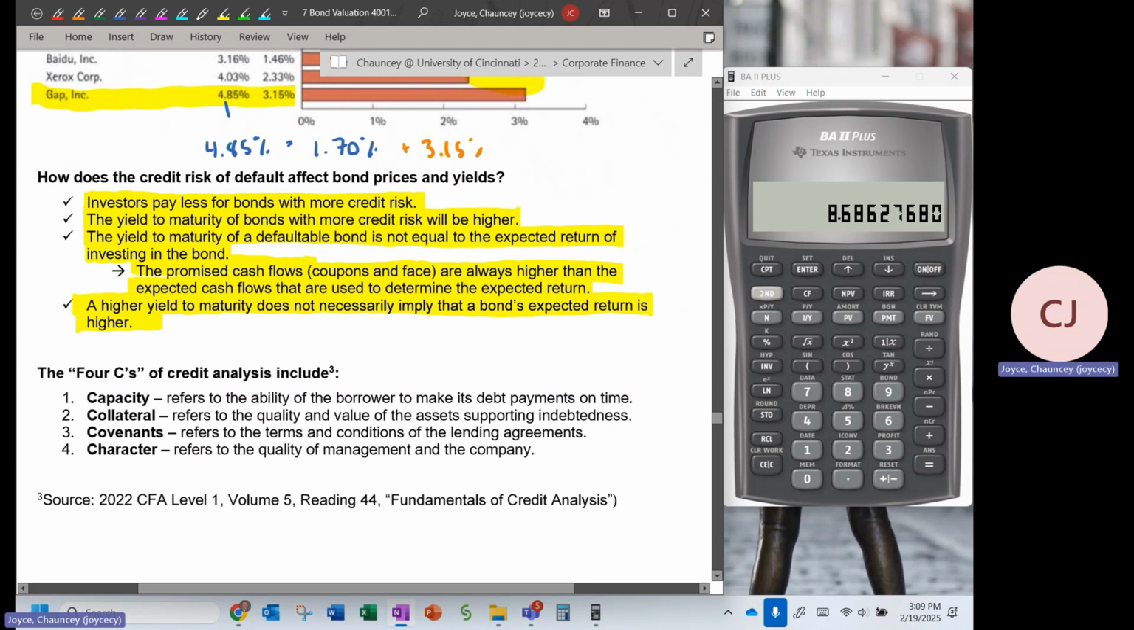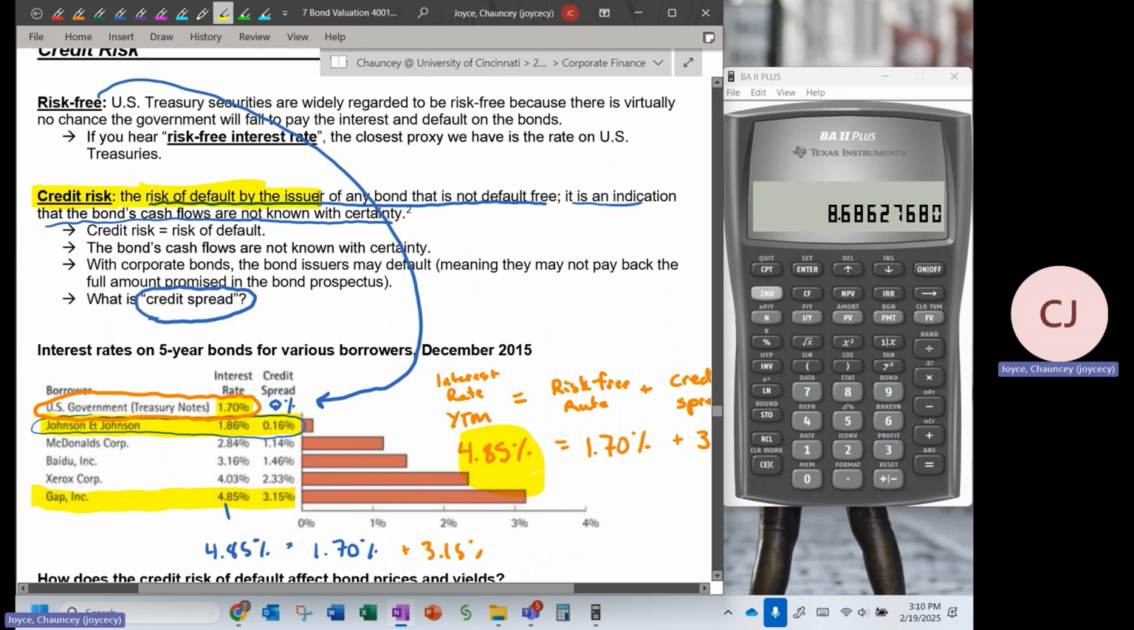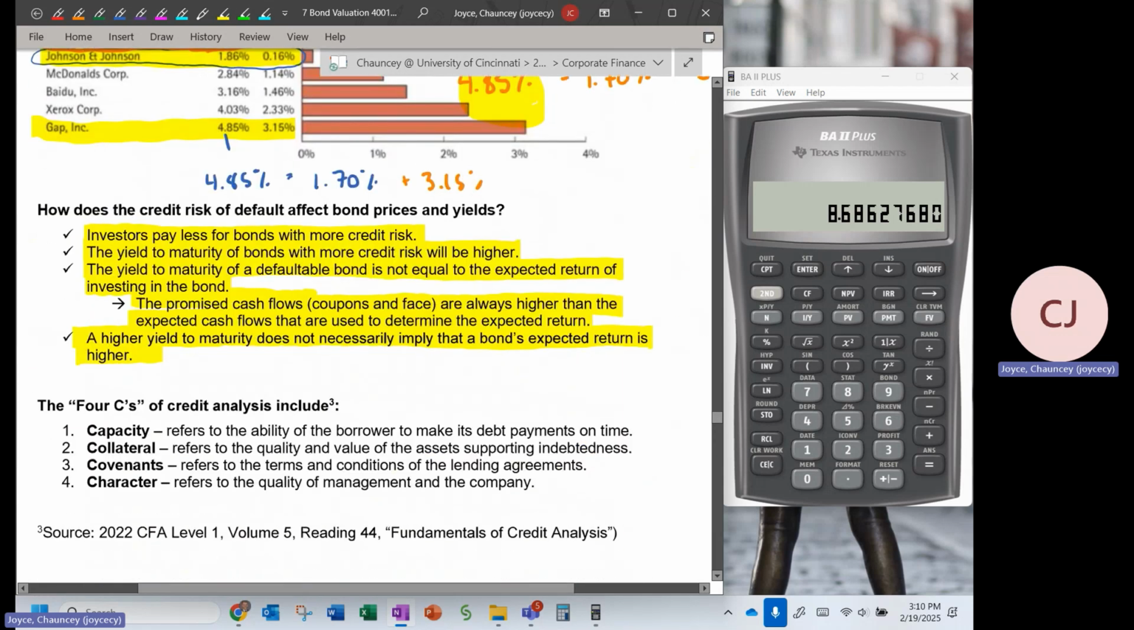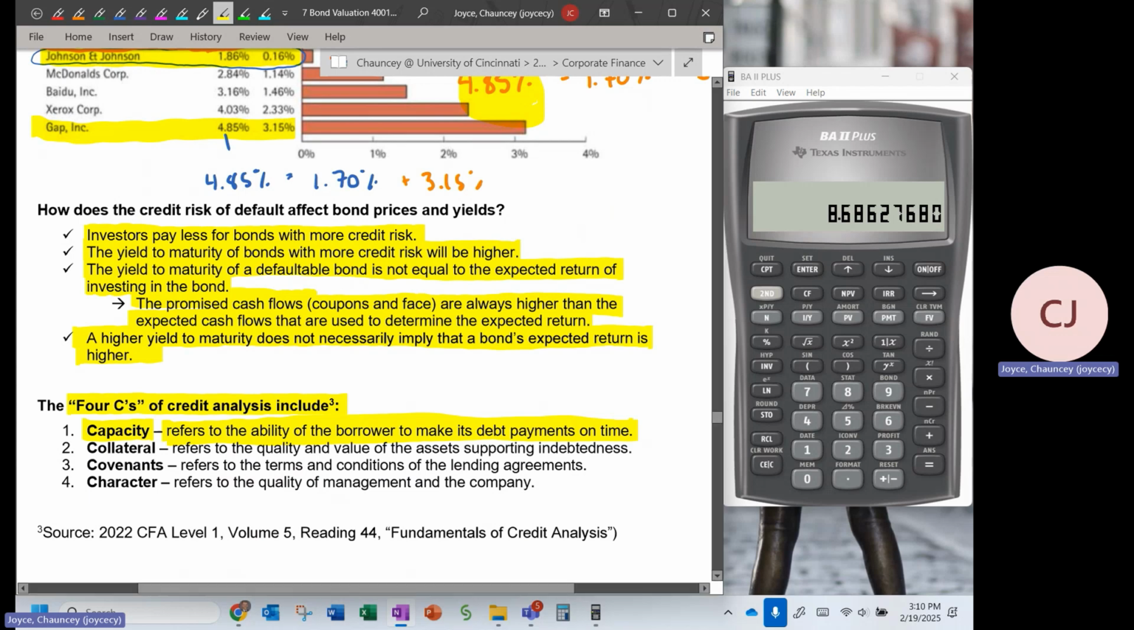A couple things to think about when it comes to credit analysis. This is probably helpful to you: the 4 C's of credit analysis. So again, just to show you again that credit risk is the risk of default. So it's an indication that the bond's cash flows are not known with certainty. So how can we think of it? Well, here's the 4 C's of credit analysis. 4 things. The first is capacity. That's the ability of the borrower to make the payments on time. Remember from chapter 3 when we looked at interest rates, think of this as interest coverage ratio, or EBIT over interest. How many times can they make their interest payment? Do they have cash on hand, or are they getting cash flow that's in excess of what they'll have to pay?